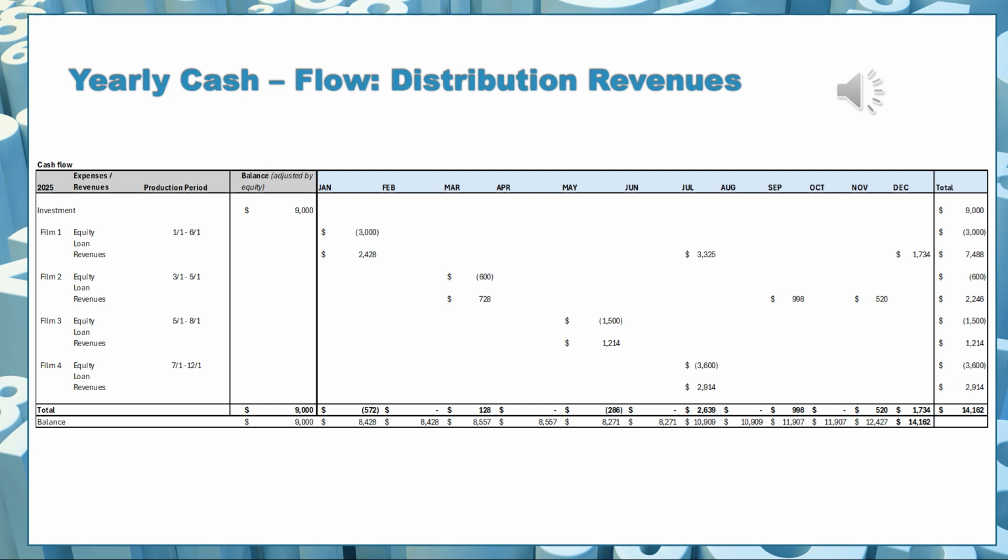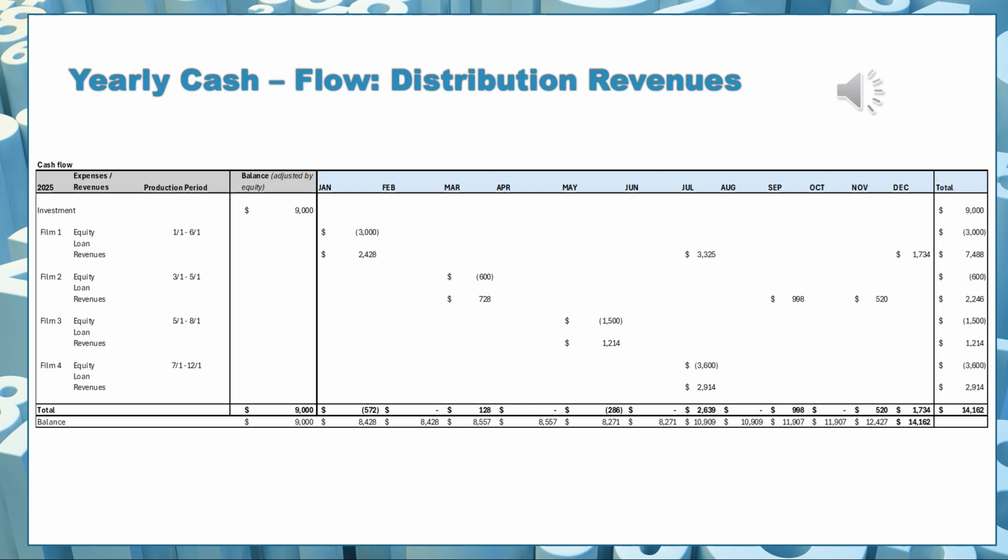So in April, we're not generating anything. So in our money envelope, we still have $8,575,000. We have not spent that much from our equity. In May, we are spending $1,500,000. We are generating $1,214,000. So we are cash flow negative in May at $286,000. This will be deducted then from what's in our money envelope. So we are then in May at $8,271,000.